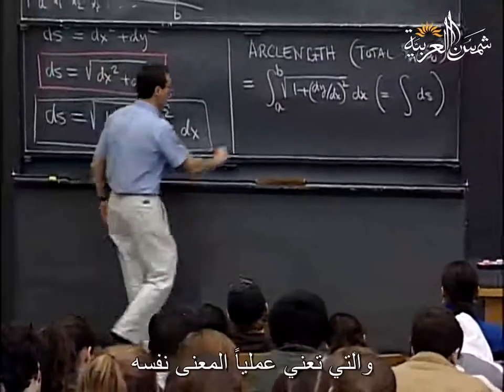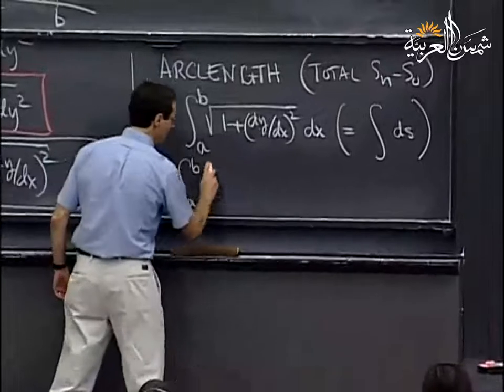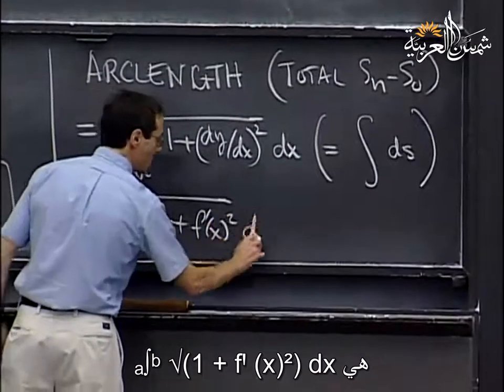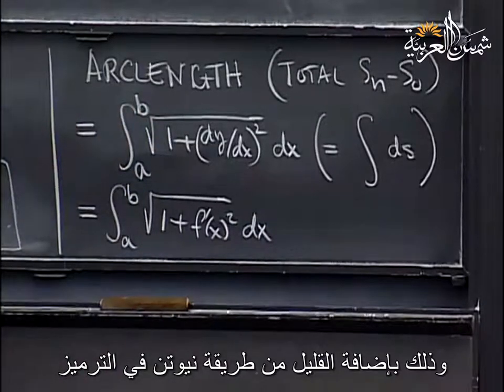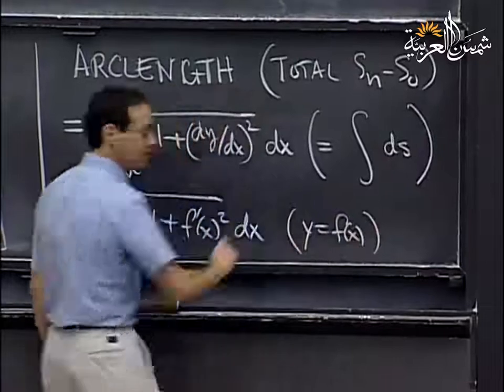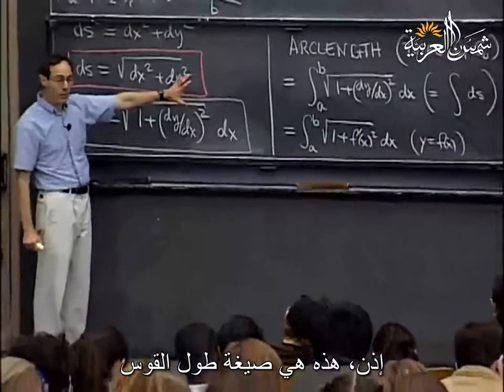So that's one way of writing it, and of course the second way of writing it, which is really practically the same thing, is the square root of 1 plus f prime of x squared dx, mixing in a little bit of Newton's notation, and this is with y equals f of x. All right, so this is the formula for arc length.